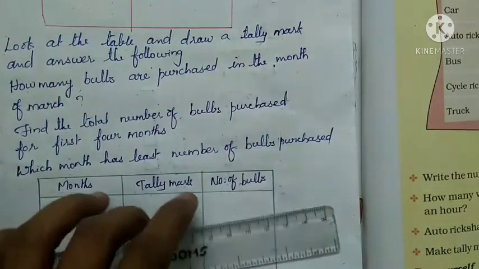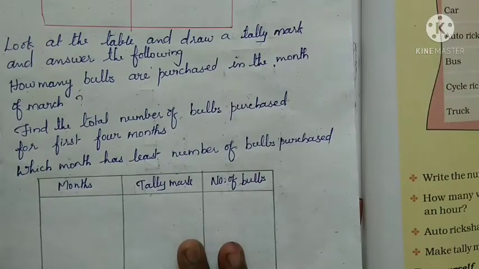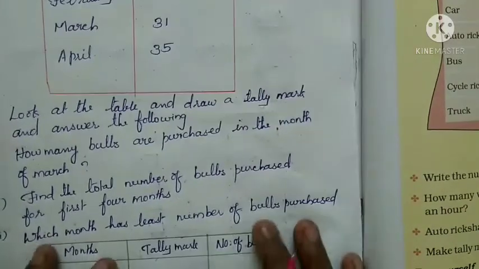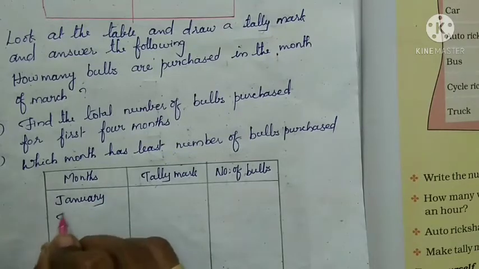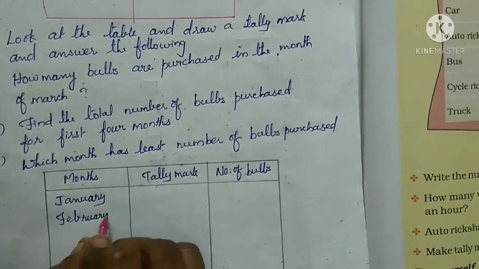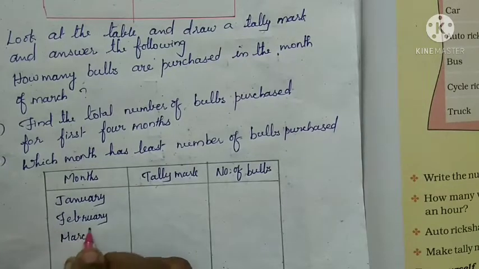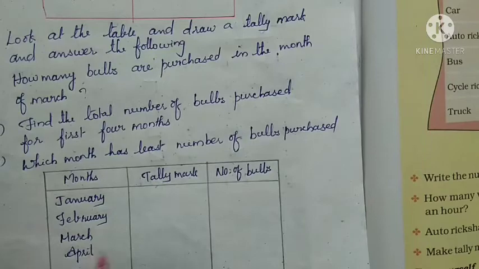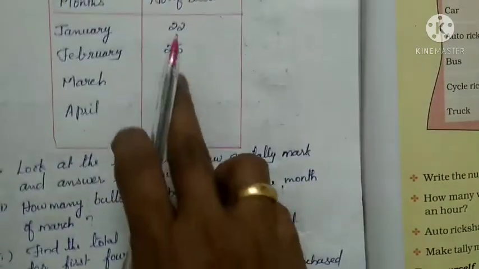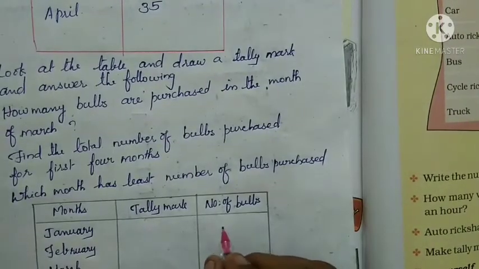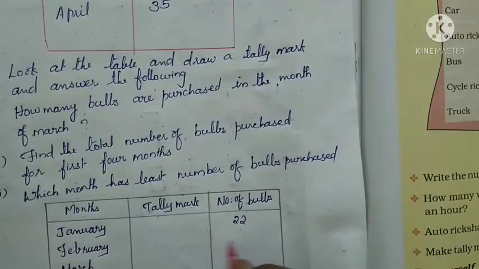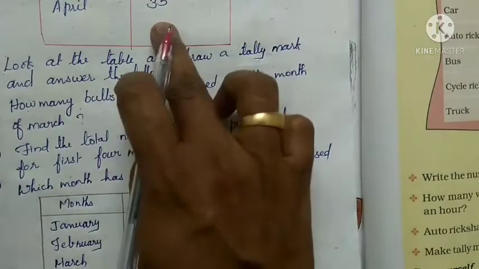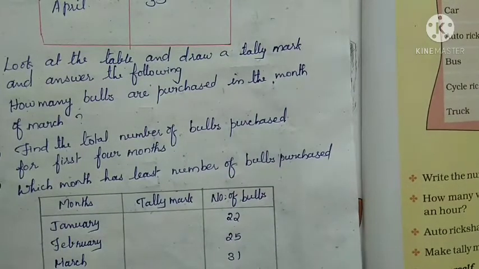Okay, then the first and last columns we have to write directly as the question is given. So the first column we can complete: January, February, March and April. Okay, January, how many bulbs were purchased? Yes, 22. So here we can mention 22. And February, how many bulbs? Yes, 25. And then March, 31. April, 35.